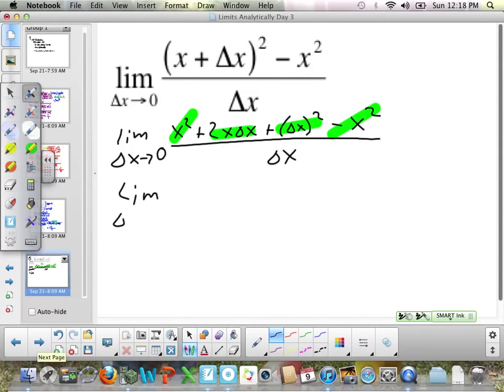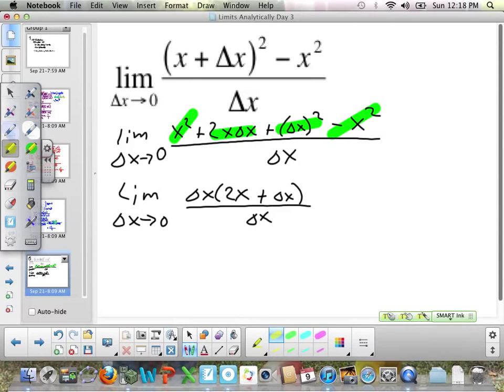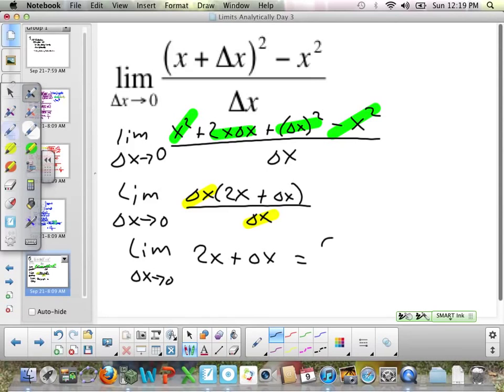So we got the limit as delta x approaches 0. Factoring out delta x, we're left with 2x plus delta x over delta x. Our delta x's cancel, and we are left with the limit as delta x approaches 0 of 2x plus delta x. Delta x goes to 0. This approaches 2x.